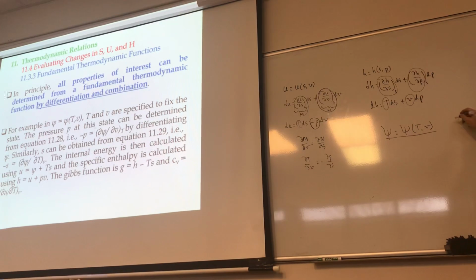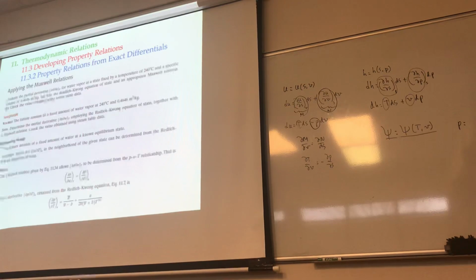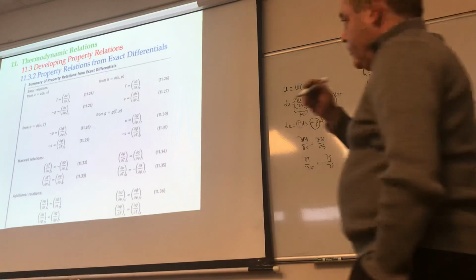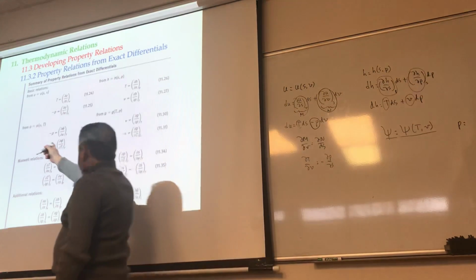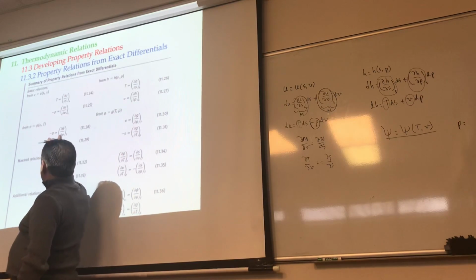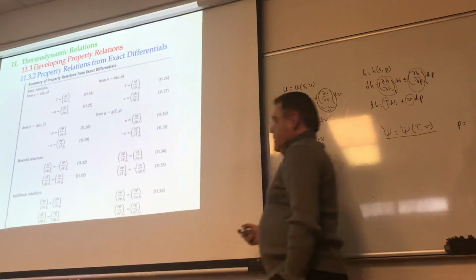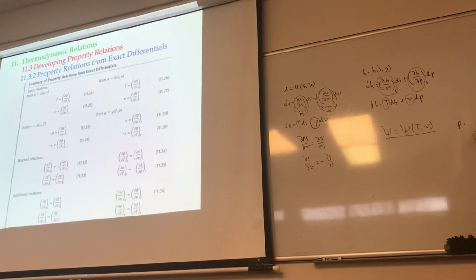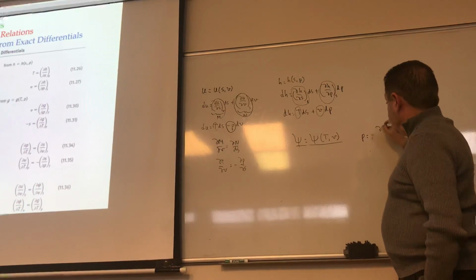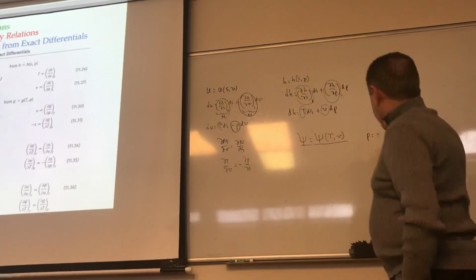Good question, where do I get pressure from? That's when you look at the equations. You look at this and go, Helmholtz equation. Remember, psi is equal to, this is the equation that was given to me, right? So what can I get the pressure from? Okay, I got P is equal to minus d psi over dV at constant temperature.